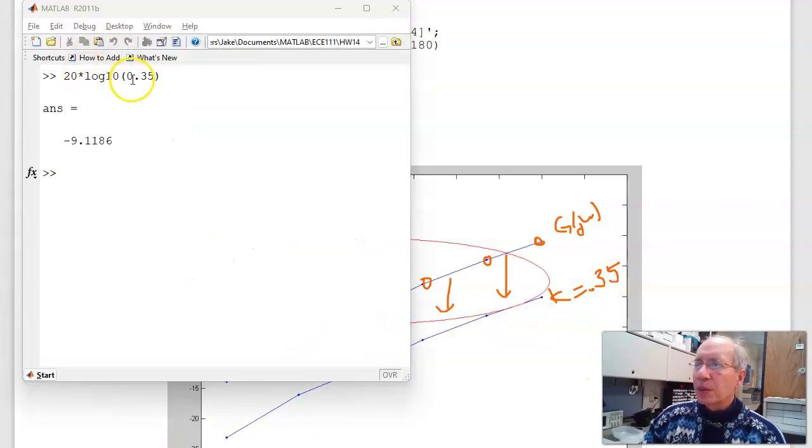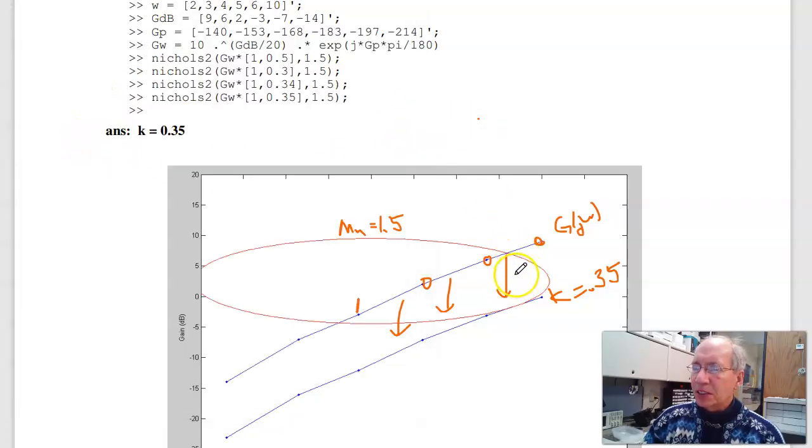And in MATLAB, 0.35 is a gain of minus 9 dB. So actually this distance was minus 9 dB. I didn't read it right. That distance is about that far. 9 dB down. That's gain compensation with a Nichols chart.